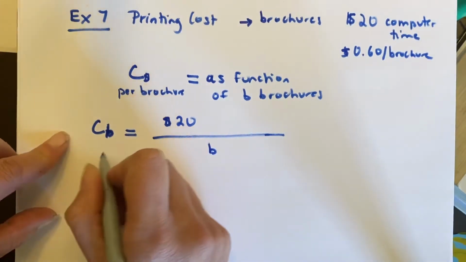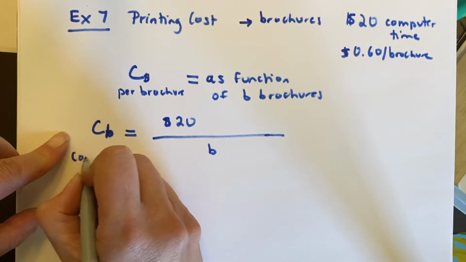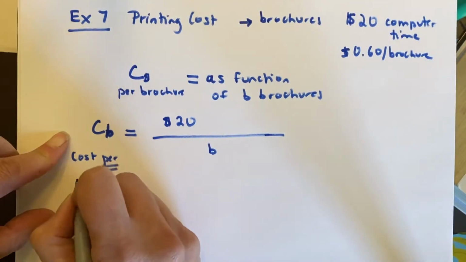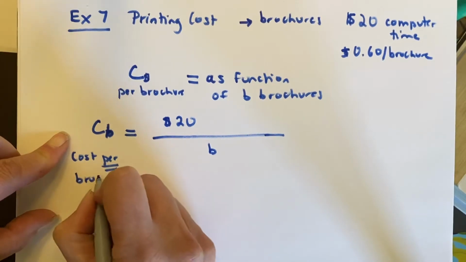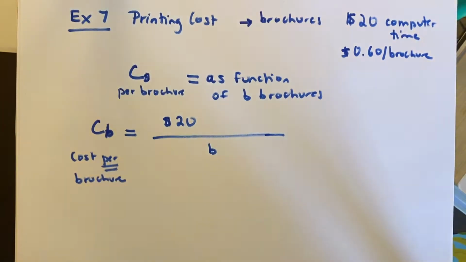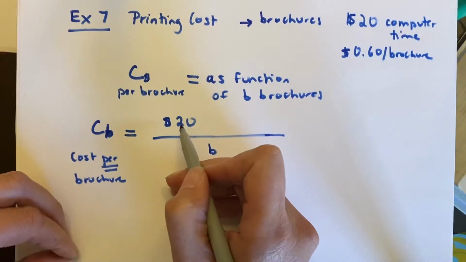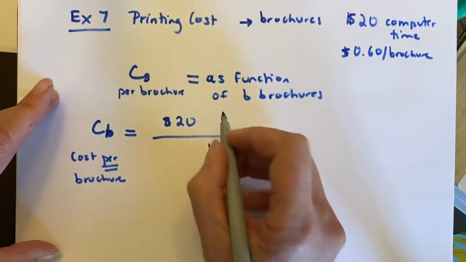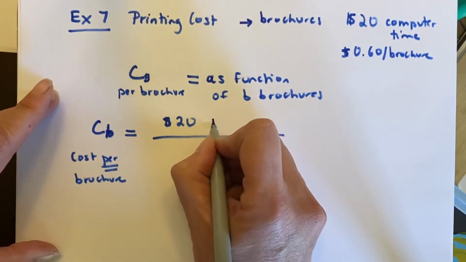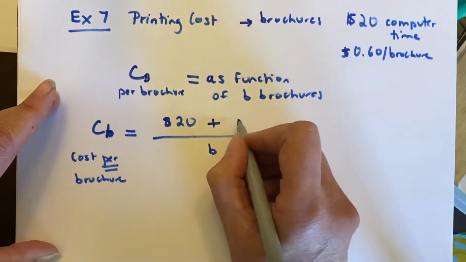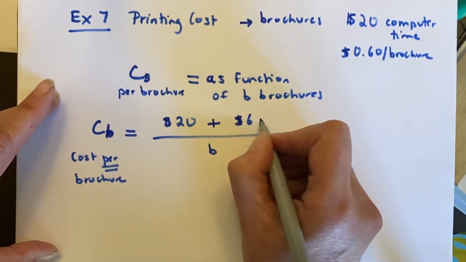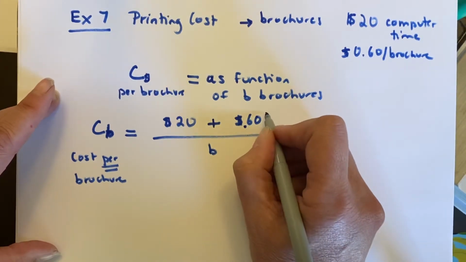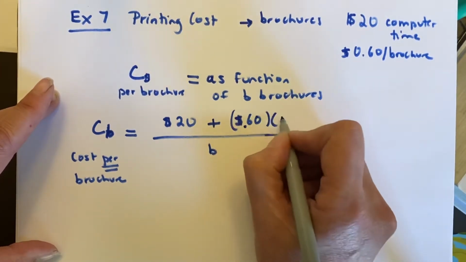In order to get the cost per brochure, it all has to be divided by the number of brochures. So $20 is my computer time, and that total is going to be divided by the overall number of brochures. And in addition to that computer time, the other thing I have to pay for is 60 cents per brochure. But that 60 cents has to be multiplied by the number of brochures, right?